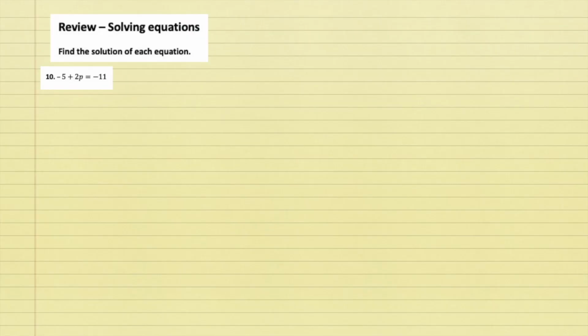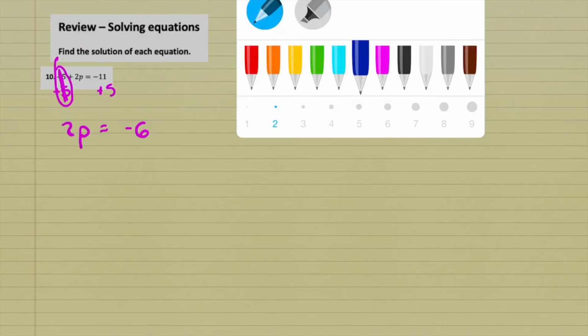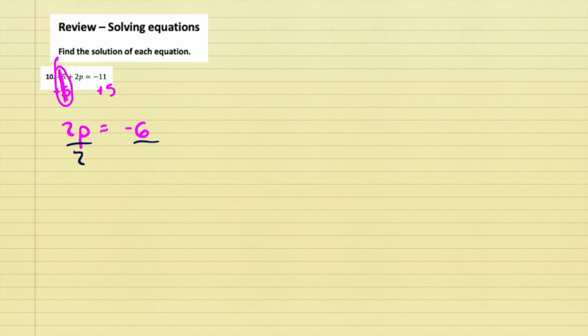So on this one, we're going to add 5. That's the opposite of subtracting 5. These will cancel each other out. So we're left with 2p on this left side. And on the other side, a negative 11 plus 5 should be a negative 6. And again, it's a negative and a positive, so they kind of subtract each other. Now, on this one, we're going to have to divide next. So we're going to divide by 2. The 2's cancel out, and we get a negative 3. All right, and the next one.